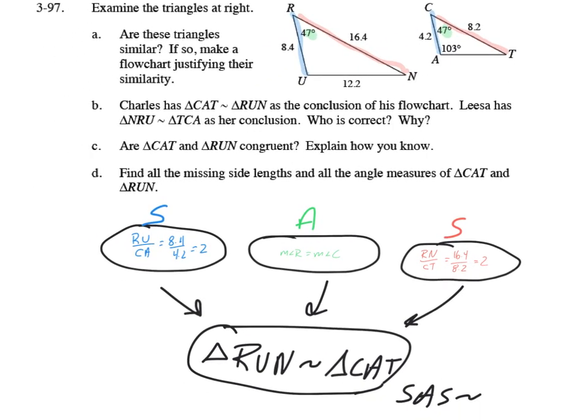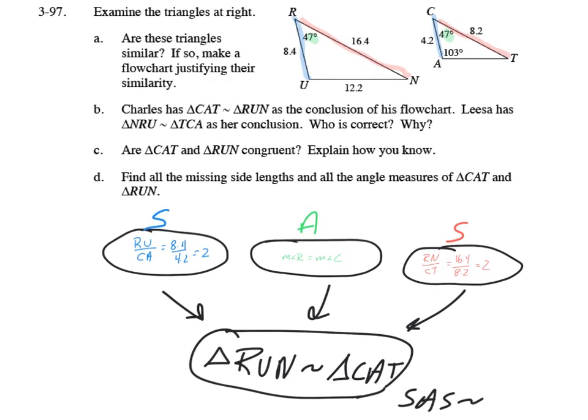The scale factor was 2, and I used side, angle, side because I didn't have another angle to be able to use in this bigger triangle up here. I only had one angle, so I couldn't use angle, angle. And I couldn't use side, side, side because I only had two sets of sides in this triangle. So I had to use side, angle, side as I had that relationship.